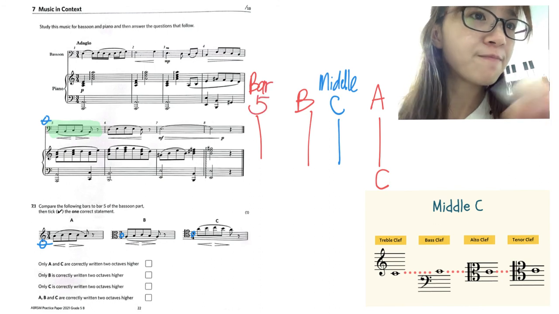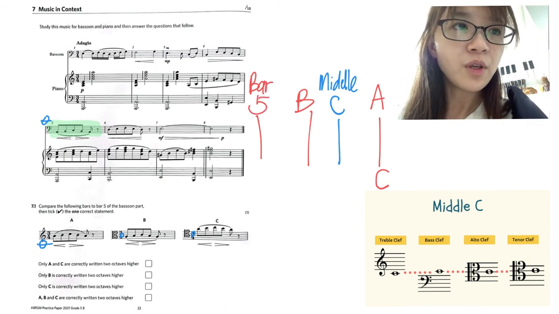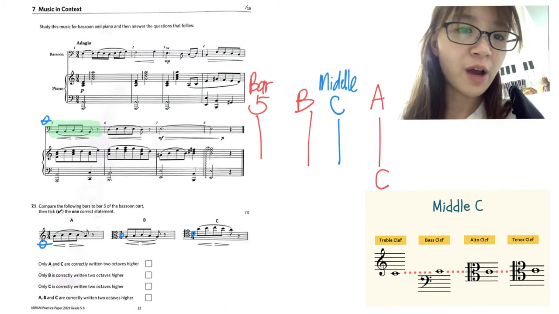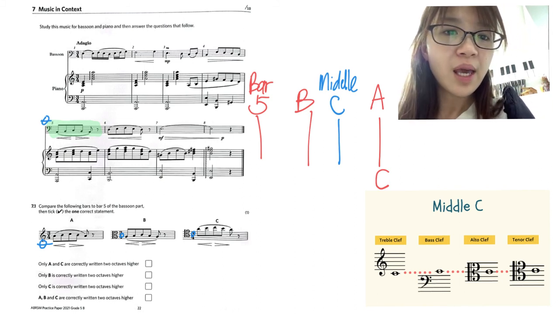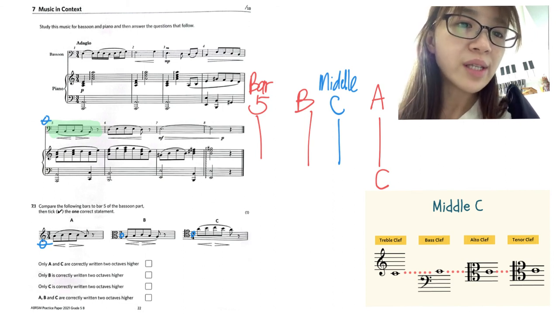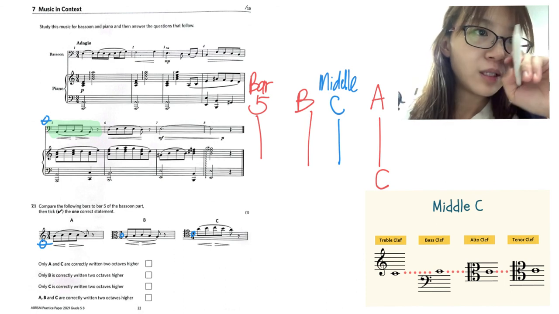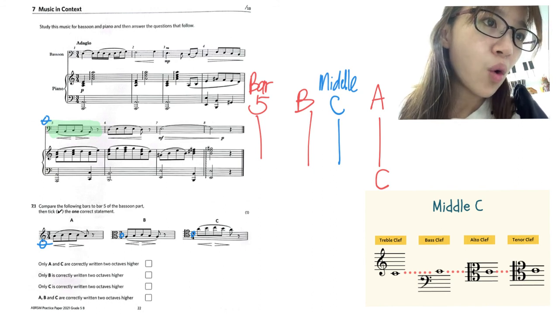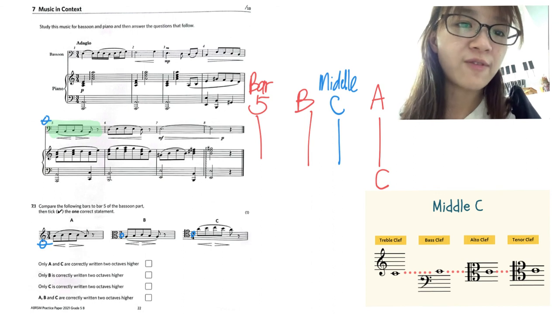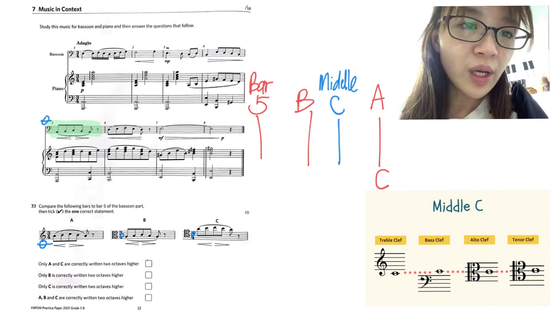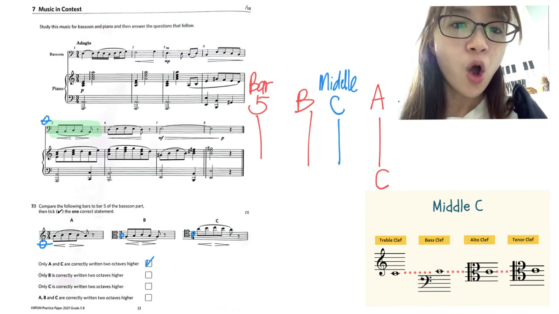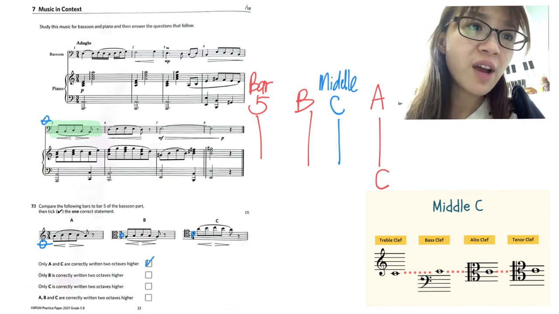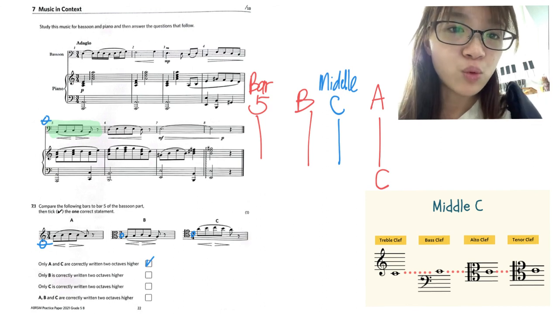Bar 5, so let's check it out. For this question, we are comparing A, B, C with bar 5. A and C are correctly written two octaves higher than bar 5. From bar 5 to here is one octave, one more octave. Yes, A and C are two octaves. It's correct. So we check what happened to the rest of the answer. Only B correctly written two octaves higher? Two octaves higher than bar 5? No, it's just one octave. This is one.